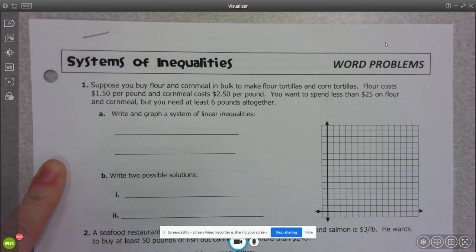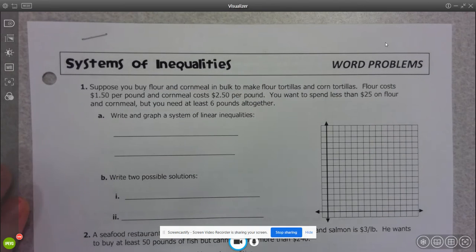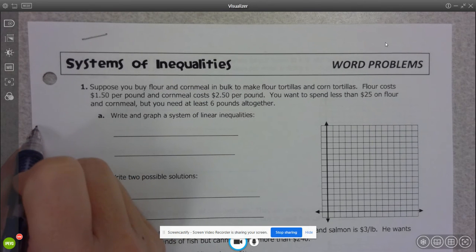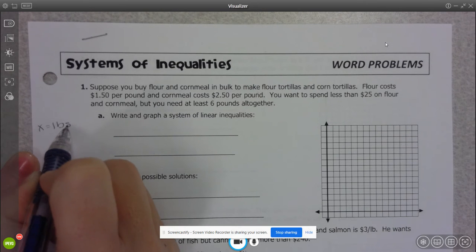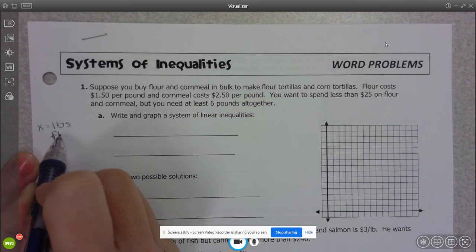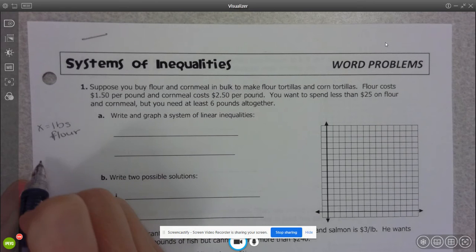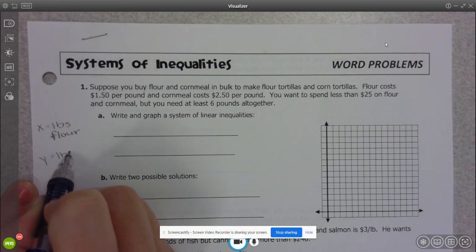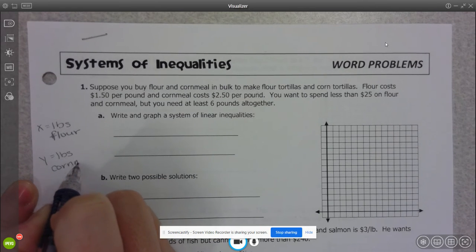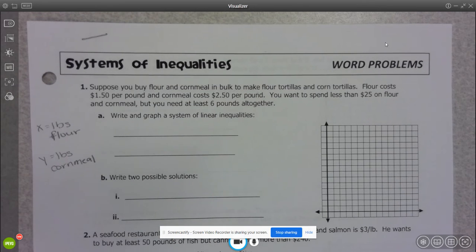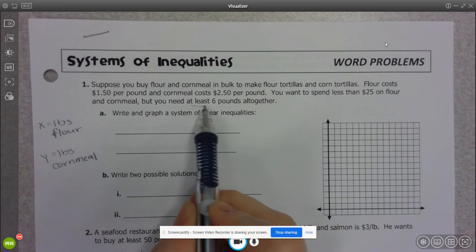So what I don't know is how many pounds of flour and cornmeal I'm going to buy. So I'm going to say that X is going to be my pounds of flour, because that's the first one that they wrote. And then I'm going to have Y be the pounds of cornmeal. Then I'm going to make an inequality that represents the cost, and a separate inequality that represents my total pounds.